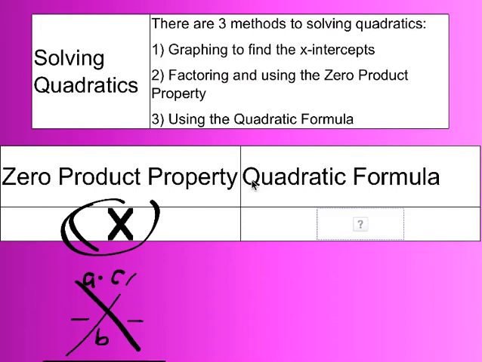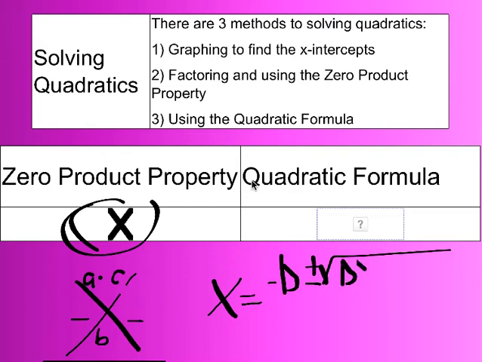Next is the quadratic formula. So it looks like that's not showing up on here, so I'll just go ahead and handwrite it. So x is equal to the opposite of b plus or minus the square root of b squared minus 4ac all over 2 times a. Okay, so each of those are viable methods.